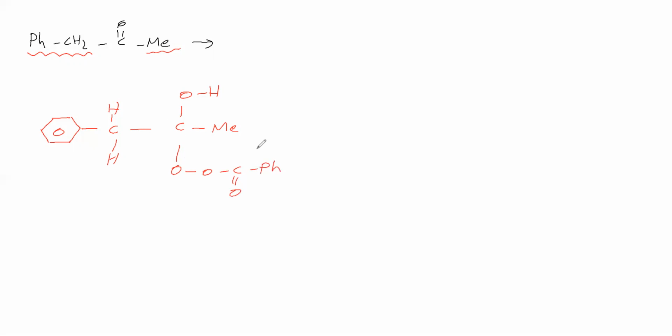So we will write like this. Now we will see the migration, which is having higher migration tendency. Now which bond will migrate? This bond is migrating if this group is migrating to this place. Another possibility is the other one.